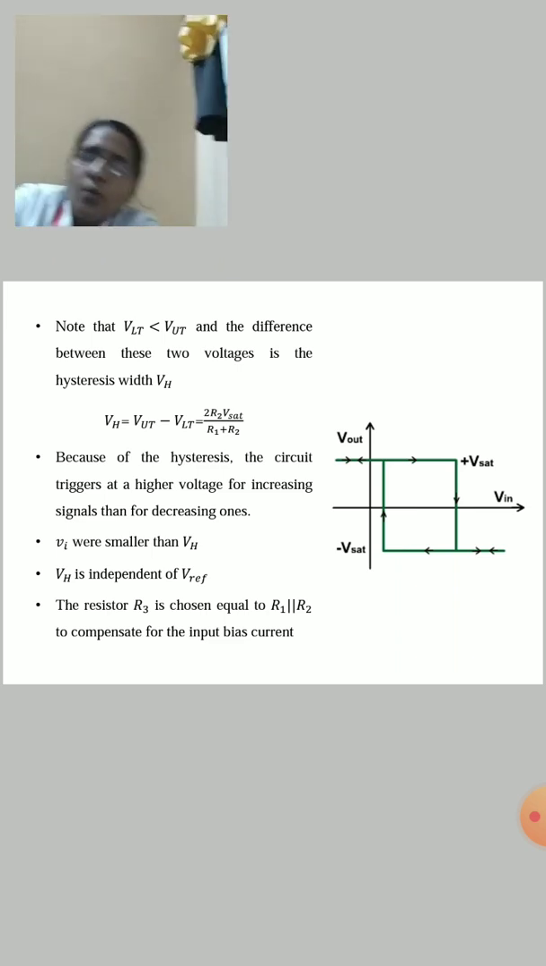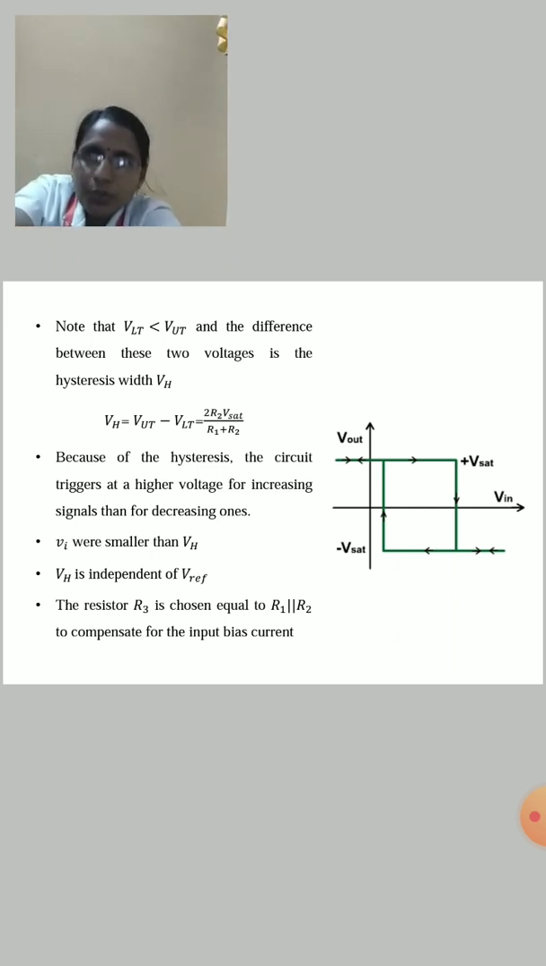For positive Vin greater than VUT, the output voltage becomes minus V saturation, and for negative Vin less than VLT, the output becomes plus V saturation. This is called inverting Schmitt trigger.